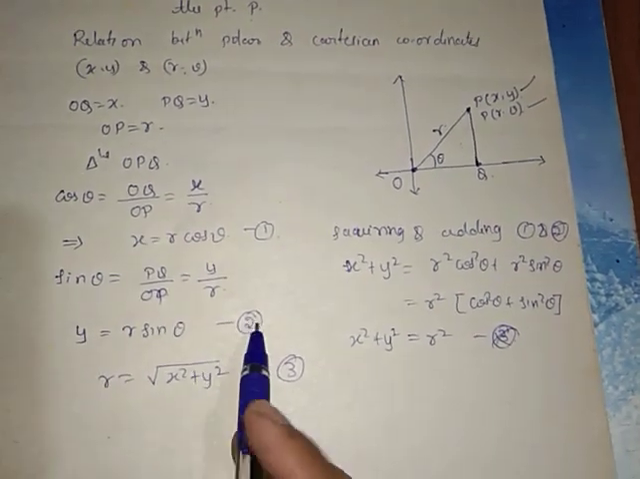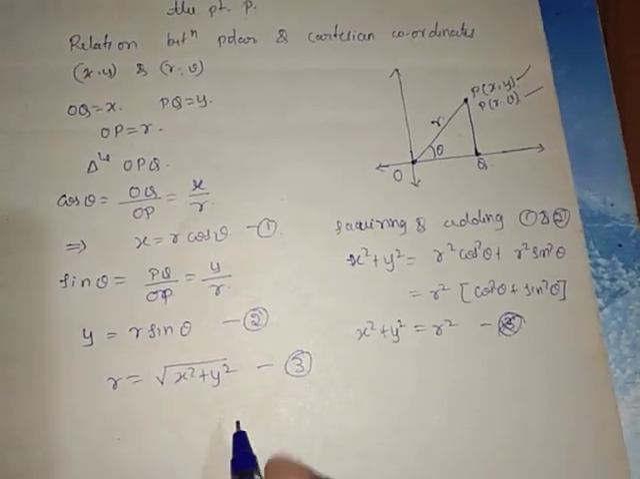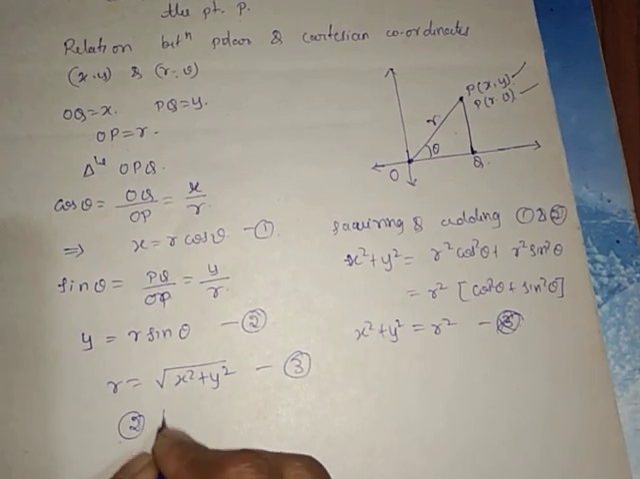Now dividing equations 1 and 2, that is, dividing 2 by 1.